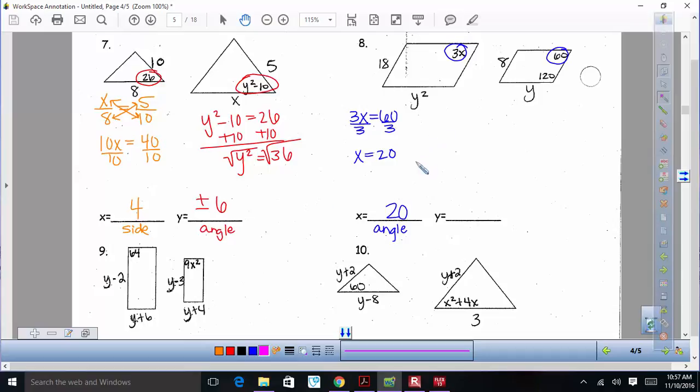Now for the sides, Margot, how would you set up the proportions of the sides? Very good. 8 over 18 equals y over y squared. Okay? So from here, we would cross multiply. So I'm doing 8 times y squared, which gives me 8y squared, equals, then I'm going to do 18 times y, which is 18y. So from here, what would we do?